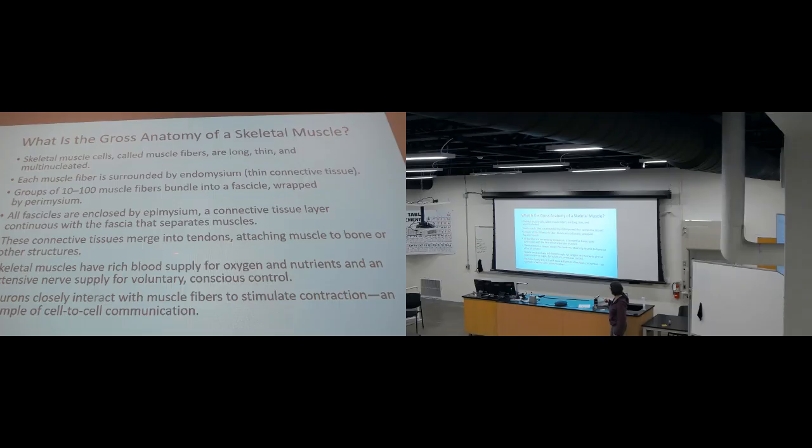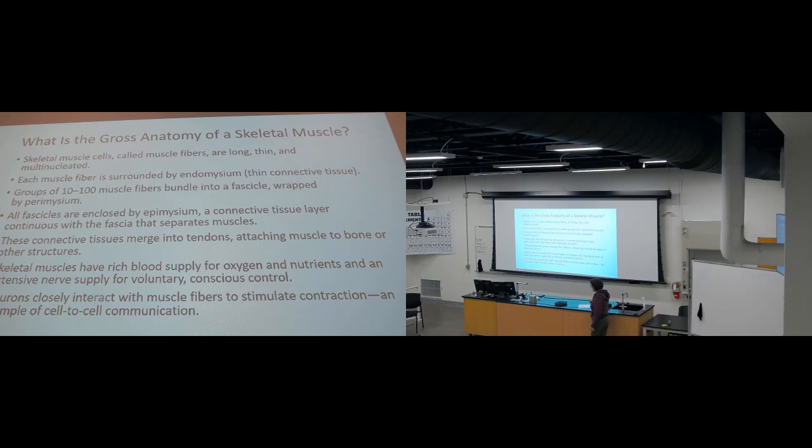And this connective tissue, the endo, peri, and the epimysium, as they run towards one of the ends of the muscle, they merge and they form a tendon. And the tendon is dense, regular connective tissue. The collagen fibers run parallel, and then these tendons insert into a bone.